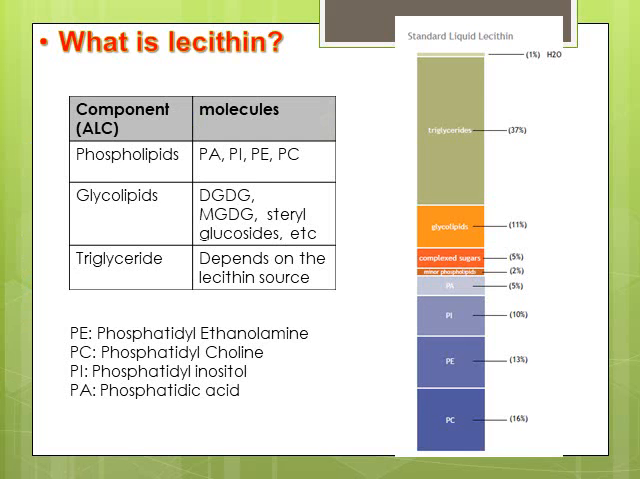Very briefly, what is lecithin? Lecithin is a mixture of different organic molecules. It is a cocktail of phospholipids, glycolipids, triglyceride, and other stuff. And in this slide, we can see the composition of each group in a liquid lecithin.